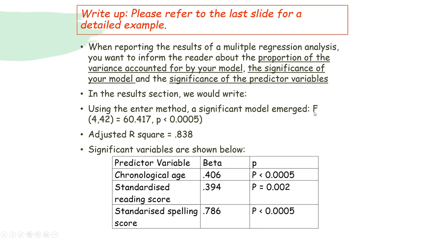Using the enter method, a significant model of F 4, 42 equals this particular figure, and p is very, very small. So it's a significant finding. The overall model is significant. Again, you get these outcomes from the tables that are outputted. I didn't show you it for the multiple regression just because I showed it for the linear, the single predictor. The adjusted R squared in this case was 0.83, and those are your beta outcomes. I just showed you the table with that. So you need to report each of your beta outcomes and the probability associated with each of those beta outcomes.